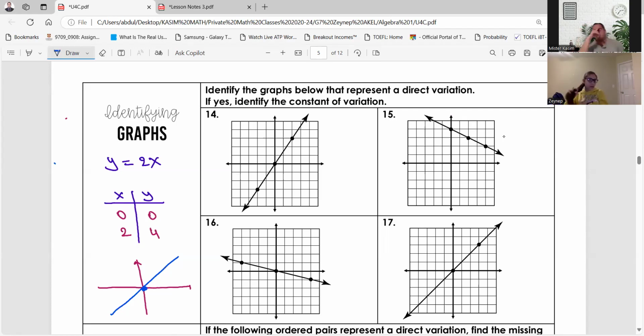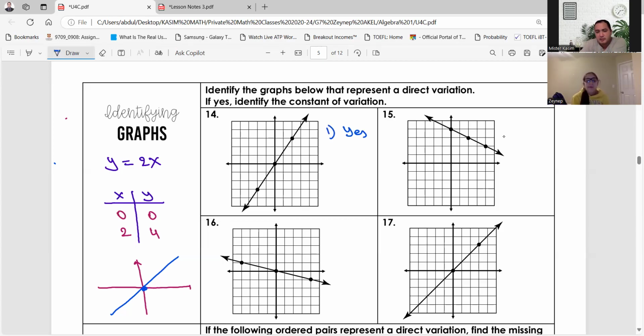Now look at this. Read the direction. Identify the graphs below that represent a direct variation. If yes, identify the constant of variation. Okay, look at the first question, 14. Does it represent a direct variation? Yes, why? Because it's going straight. No, because it is passing through the origin. That's why. Okay, you should answer like this, because it is passing through the origin.